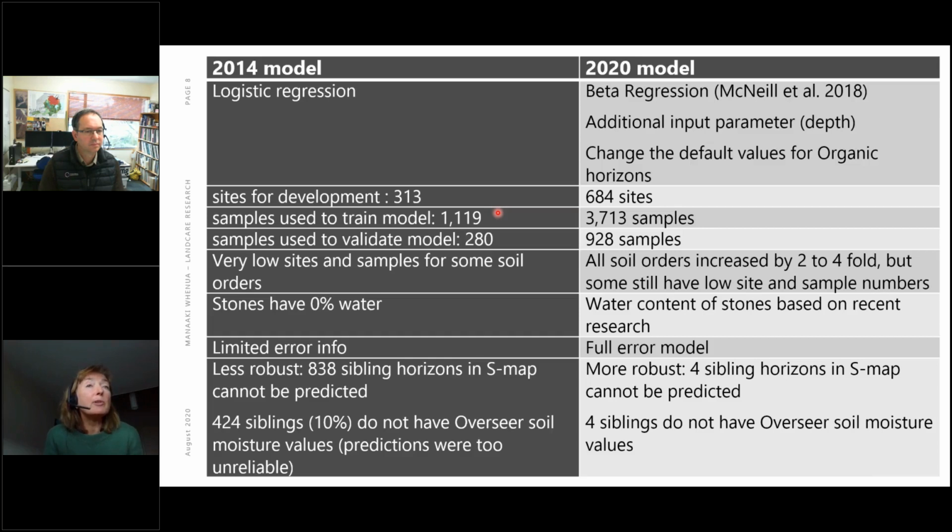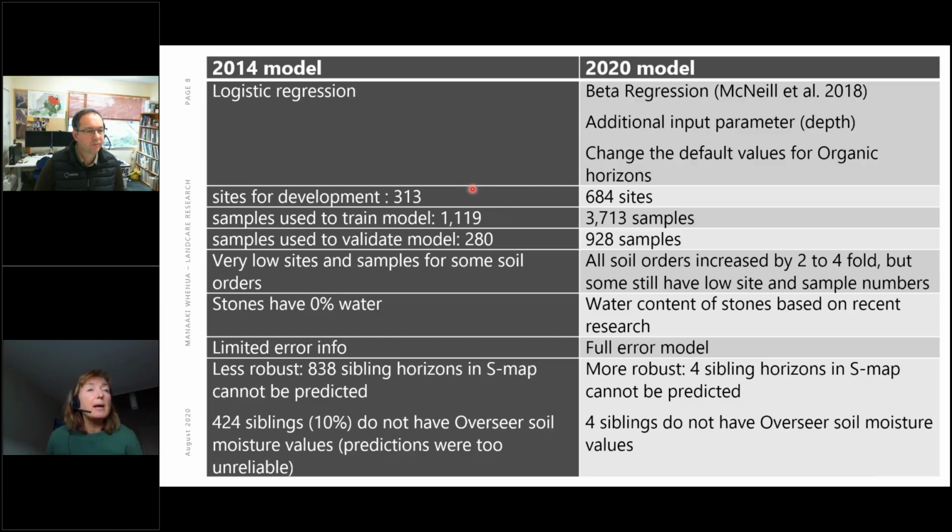There's an additional input parameter from the 2014 model, and that's using the depth down the profile of a given estimate or prediction that needs to be made. And another change is the peat layers. Now they're quite different. They're not actually part of the beta regression model. What we did for them in 2014 was we had some default values for those key parameters, and now with more data we've been able to change those default values to be more representative.